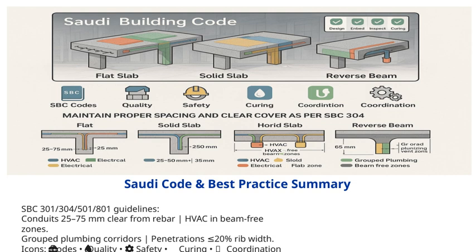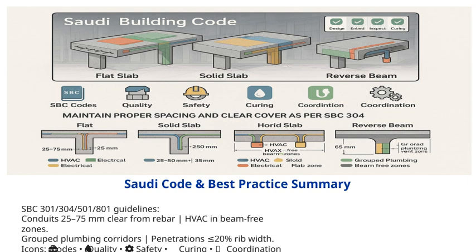Another important aspect is the grouping of plumbing corridors. Keeping these corridors organized not only improves efficiency, but also makes future maintenance easier. Penetrations through walls or slabs should be limited to 20% of the rib width, which helps maintain structural integrity and prevents unnecessary weakening. You'll notice the icons on the slide.